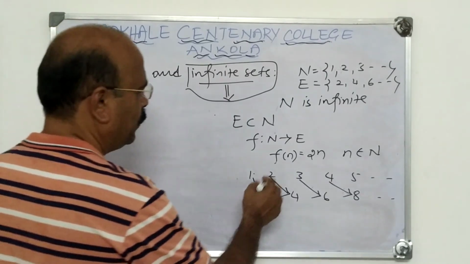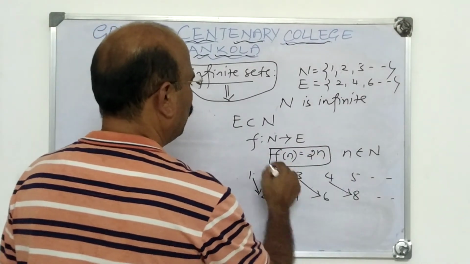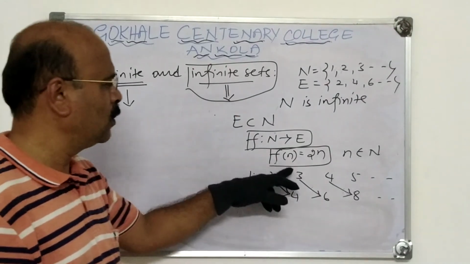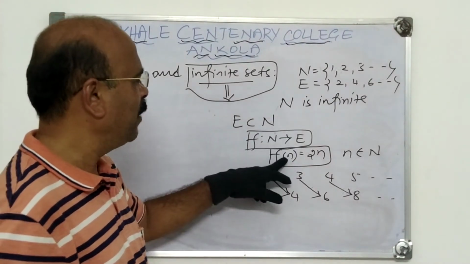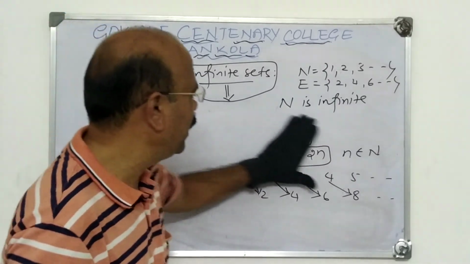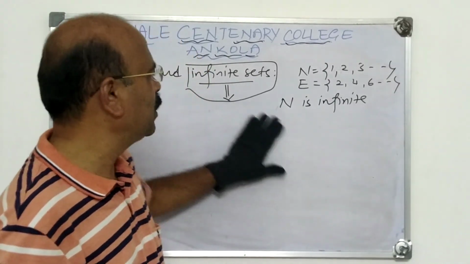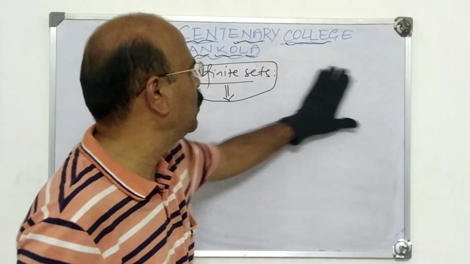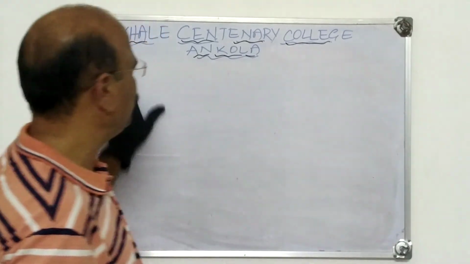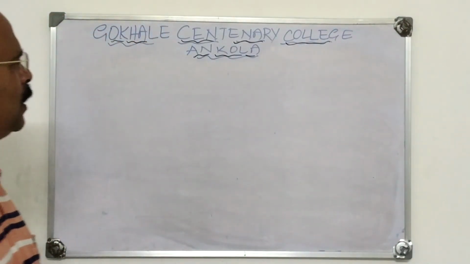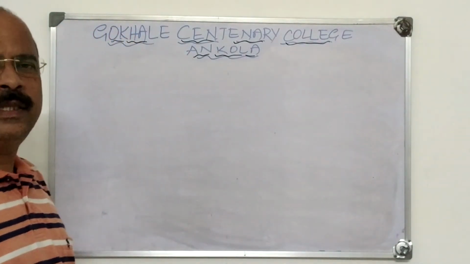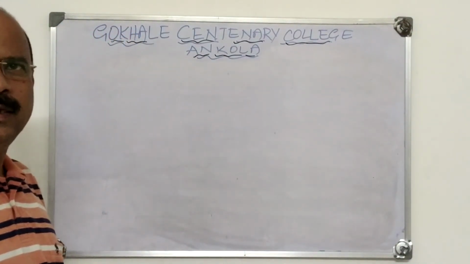Now what happens? This function f is one-to-one as well as onto. Therefore, it is a bijection. Bijection means N is equivalent to E, a proper subset of itself. Therefore, N is infinite. So how to define an infinite set? Infinite means if a set is equivalent to its proper subset, then it is said to be infinite.